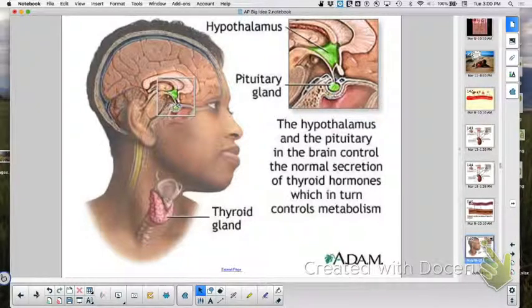What does the hypothalamus secrete? Thyroid releasing hormone, okay? Which makes the anterior pituitary secrete thyroid stimulating hormone, which makes the thyroid gland secrete more thyroid hormone, which, if the levels get high enough, exerts what? Negative feedback on the hypothalamus and the pituitary. Okay, all helping to maintain homeostasis.